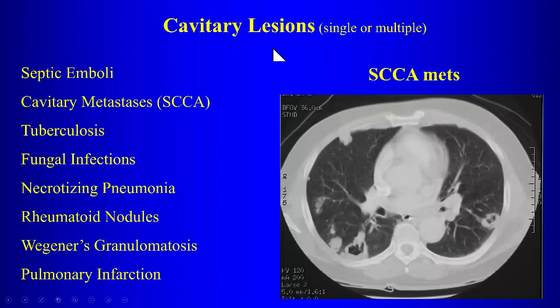So cavitary lesions, what's our differential for that? Well, we could have septic emboli, we could have cavitary metastases, we talked about squamous cell cancer, we can have infections like TB, fungal infections, necrotizing pneumonias.